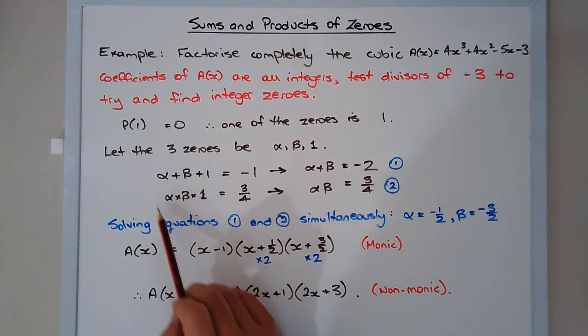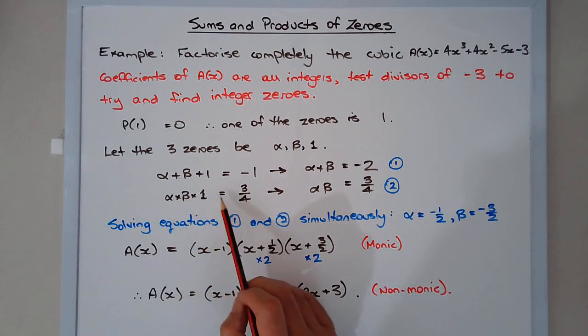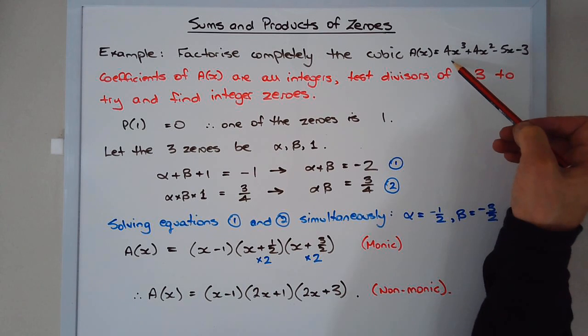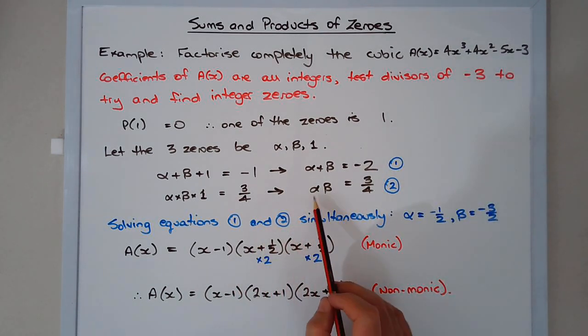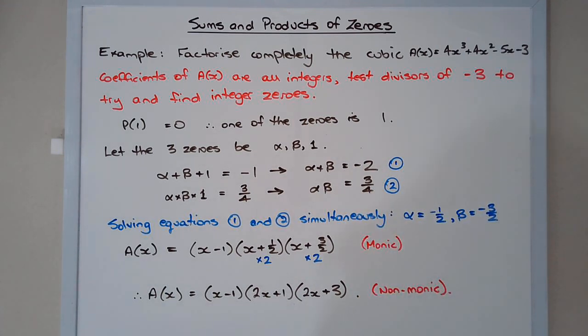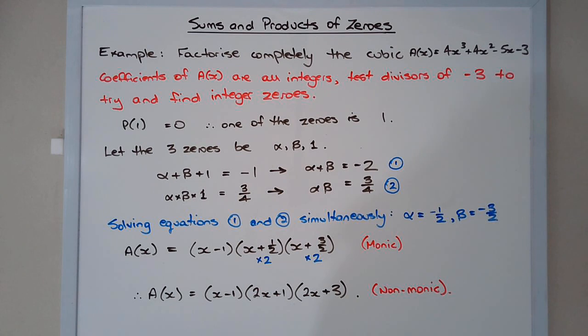Now the product of the zeros, so alpha times beta times 1, is equal to negative d on a. So that's negative negative 3, so it becomes positive 3 divided by 4. So therefore alpha times beta, or alpha beta, is equal to 3/4. And let's call that equation number 2. So solving equations 1 and 2 simultaneously, and I didn't show that there, alpha is equal to negative 1/2 and beta is equal to negative 3 on 2. If you substitute those two values into equations 1 and 2, you'll see that it works.